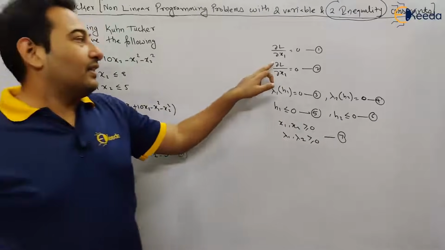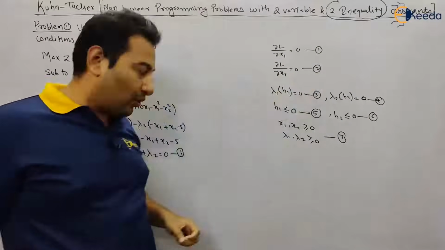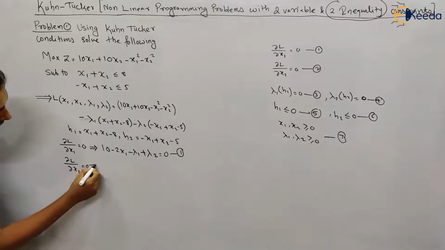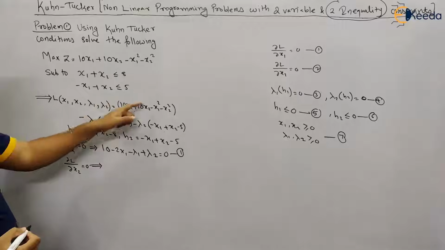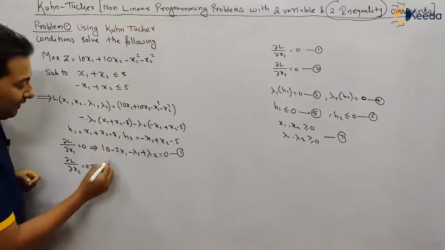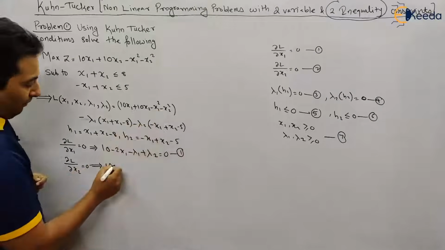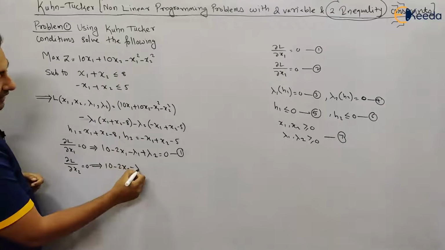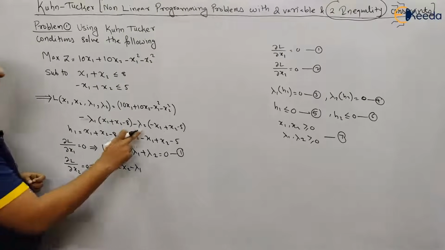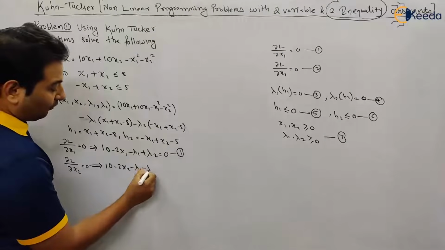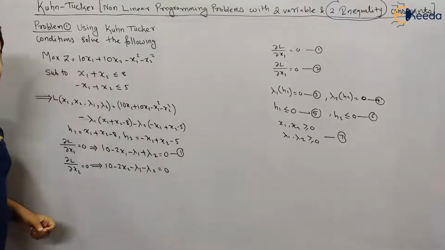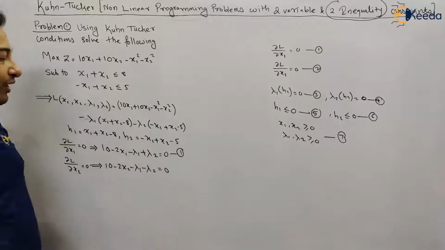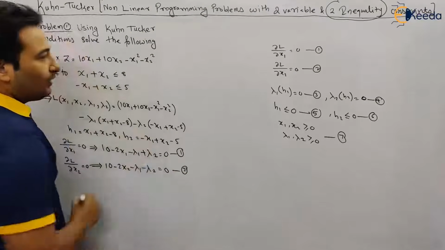Next, the next condition is dou L upon dou x2 equal to 0. Let us differentiate this L with respect to x2. So this will be 10 minus 2x2 minus lambda 1, since we differentiate lambda 1 times x2 with respect to x2, and here it will be minus lambda 2. How minus lambda 2? Because of minus lambda 2 in plus x2, so that will become minus lambda 2, equal to 0. This is equation number 2.